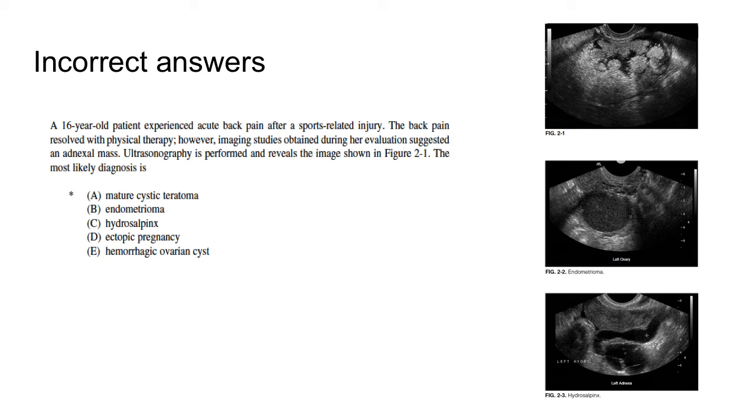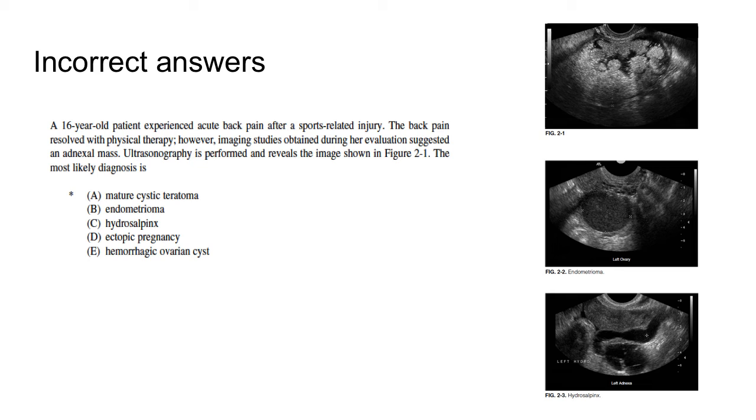A hydrosalpinx is a post-inflammatory abnormality of the fallopian tube. Proximal and distal ends become scarred, which leads to accumulation of serous fluid and swelling. A hydrosalpinx, Fig. 2-3, can mimic a complex ovarian mass because the dilated tube folds on itself, which gives the impression of a septation within an ovarian cyst. Patients with hydrosalpinx typically are asymptomatic, and no intervention is indicated.